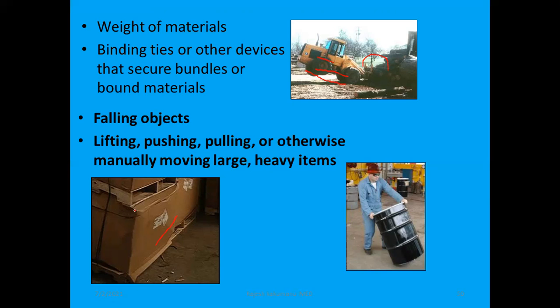Next, falling objects, lifting, pushing, pulling, otherwise manually moving large and heavy items. See this person in the factory: he is wearing full safety gear, but he is moving a big drum fitted with some material. During the removal of this from one place to keeping it in another place, if anything happens in between, the material will get leaked or damaged. So for that reason we have to maintain proper hazardous conditions, proper safety conditions, in order to move forward.